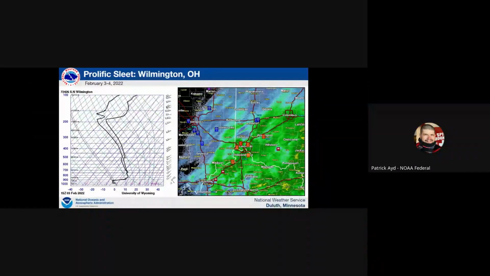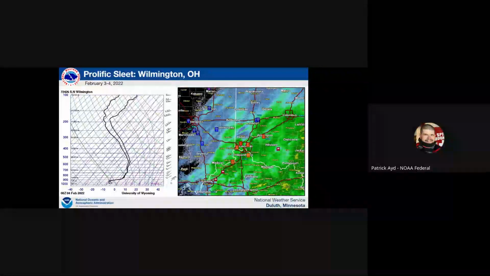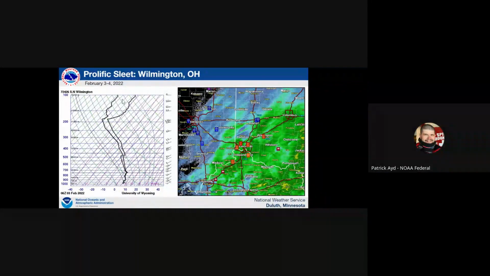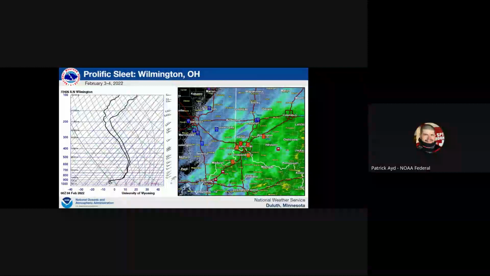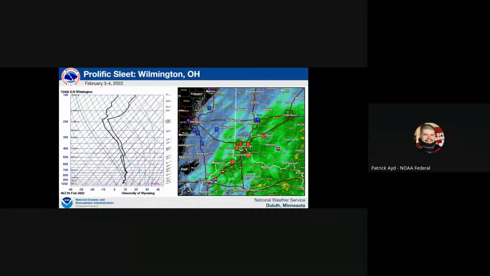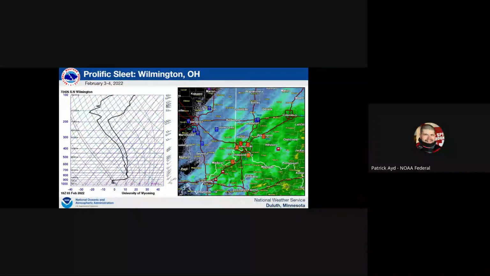So let's apply this. We're going to take a prolific sleet event from Wilmington, Ohio, on February 3rd and 4th of 2022. On the left is a progression of, I don't know, like 4 or 5 soundings, which I thought is pretty cool, that they're launching at like 15, 18, and 6Z. I like it. Good use of those balloons.